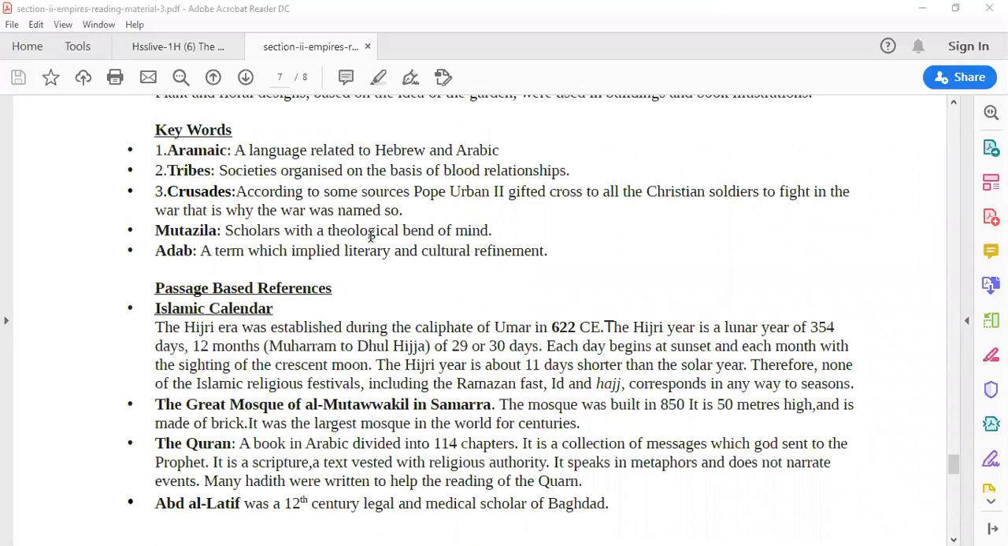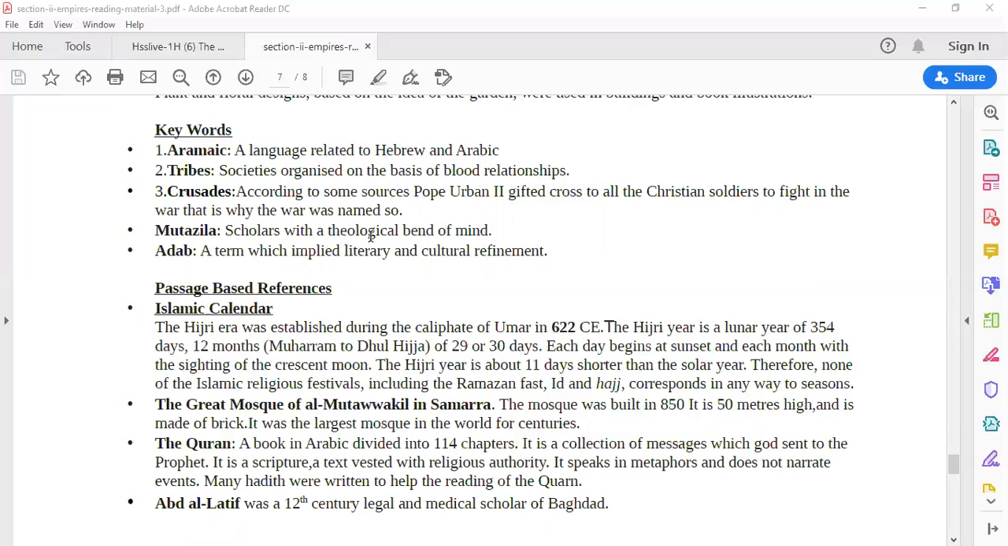Keywords would be: a language related to Hebrew and Arabic. Tribes, which are societies organized on the basis of blood relationship. Crusades: according to some sources, Pope Urban II gave a cross to all the Christian soldiers to fight in the war, and that's why that war is called the Crusades. Mutazila are scholars with a theological bent of mind.